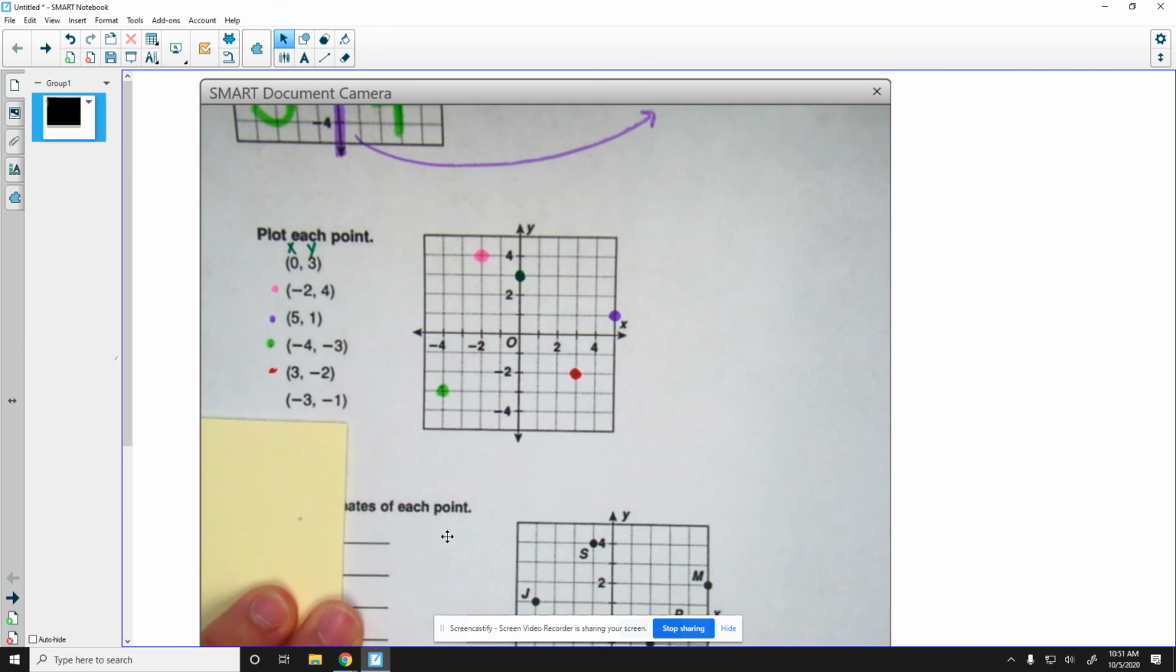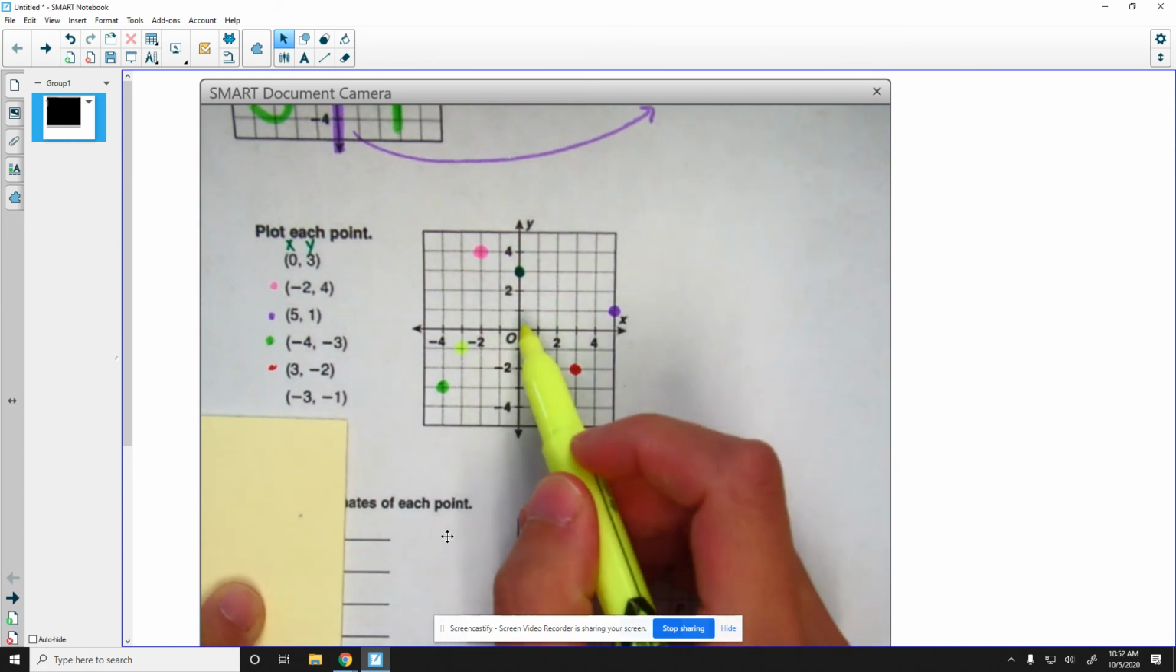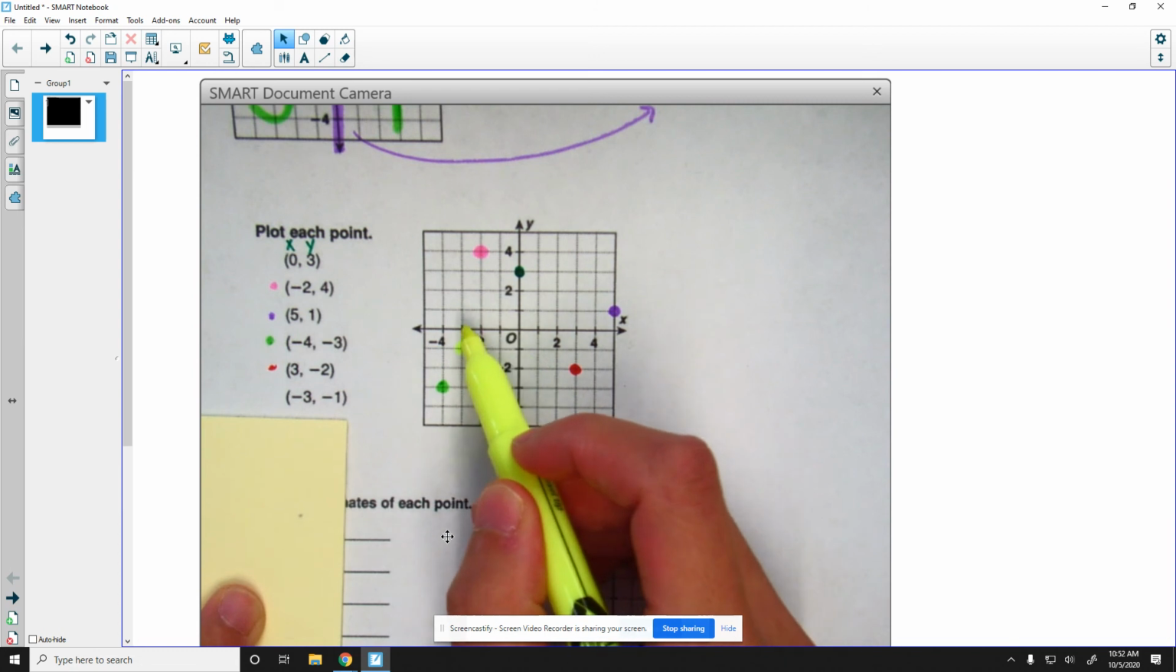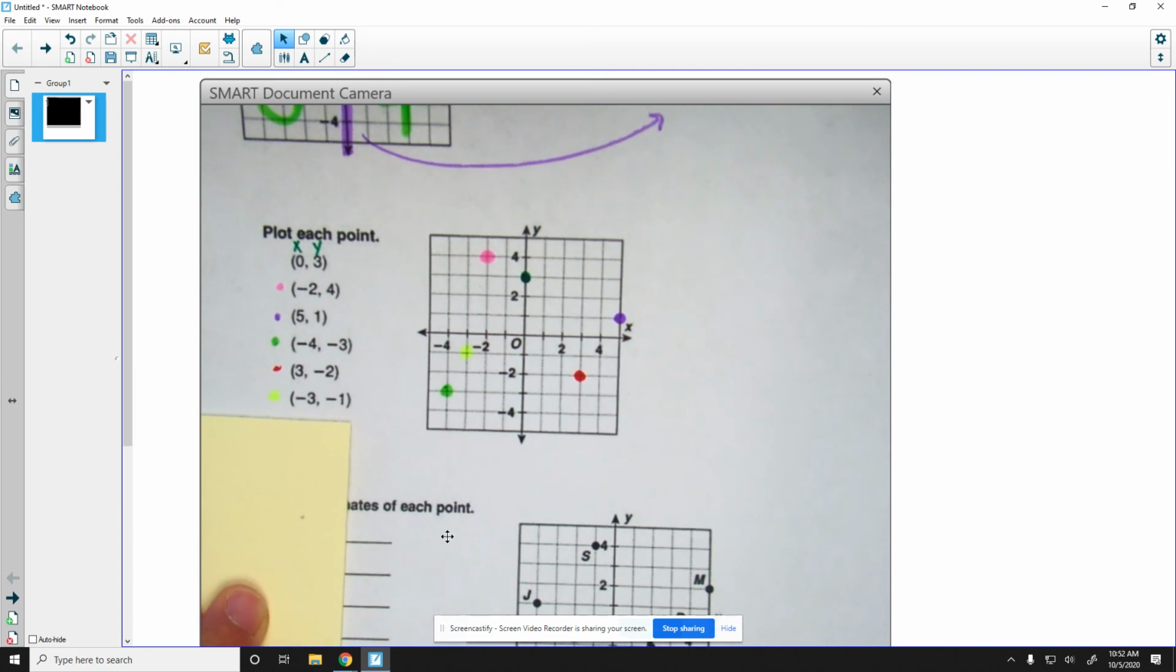Okay, last one, -3, -1. Try that one. -3, -1 is right here. So I start from the center, left -3, down -1, which is right there. So the biggest thing you have to remember is your first number is always the right, left, and then your second number is always your up, down. And that's how you find your place.